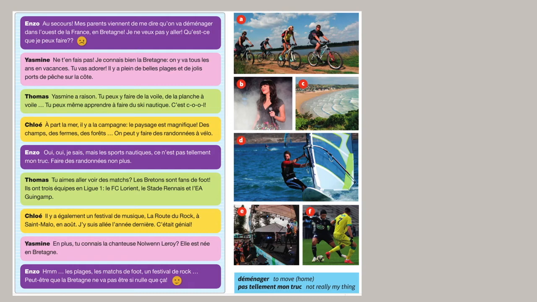So, what's Enzo's problem? He says, mes parents viennent de me dire qu'on va déménager dans l'ouest de la France. So, if you look down in the bottom right, you've got that blue vocab box. Déménager means to move house, to move home. So, mes parents viennent de me dire. Do you remember that construction there, that viennent de? It comes from the verb venir, to come. Je viens de, followed by an infinitive. Does it ring any bells? Venir de means to have just.